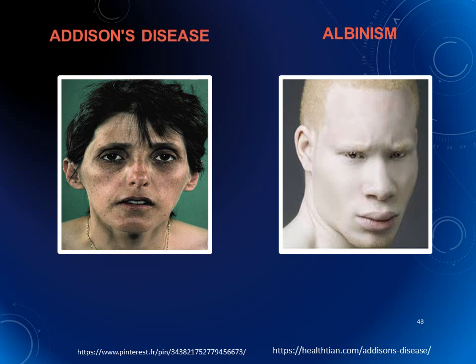And the second picture shows albinism. It is caused by lack of pigmentation in skin, hair, and irises. Hair and irises have light colors, so the pupils seem to be bright red.